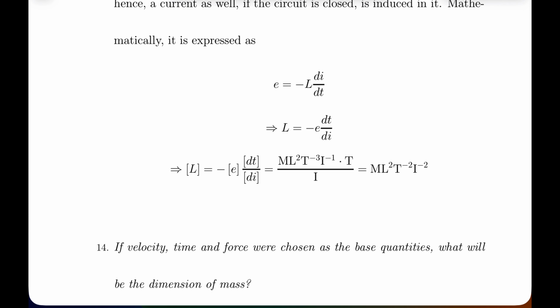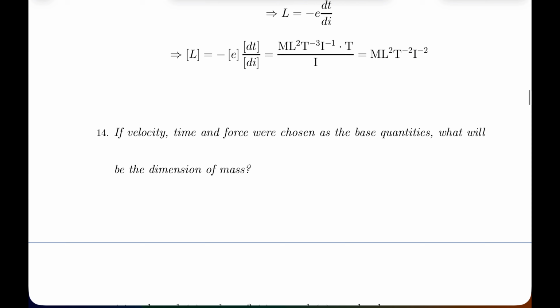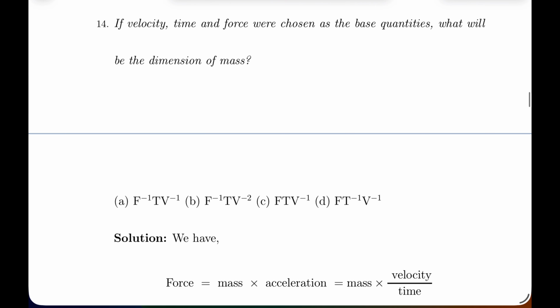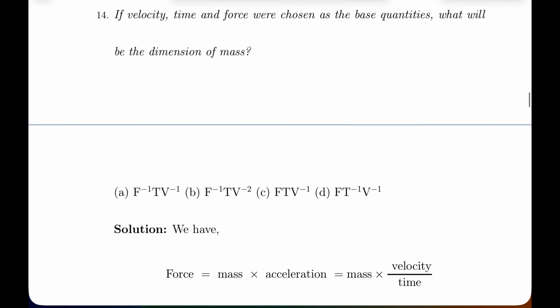Okay? Next, if the velocity, time, and force were chosen as the base quantities, what will be the dimension of mass? So far, we have seen that mass, length, and time are chosen as the base quantities. The question says that if we choose the velocity, time, and force as the base quantities, then in that system, what will be the dimension of mass? The options are given here. Okay? So let us see how this can be done.